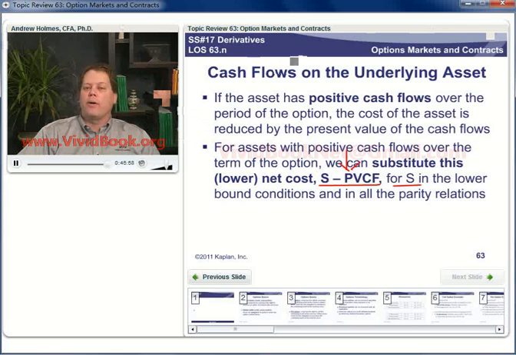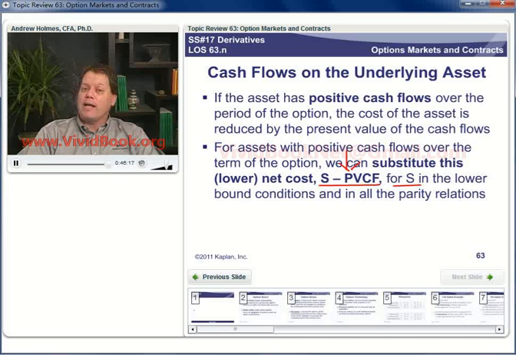So if we were going to have some sort of pricing model, which we are not using at the level 1 exam, then rather than just putting in S today, we would have to substitute the net cost, that is the stock price minus the present value of the cash flows that we would receive during the option period.